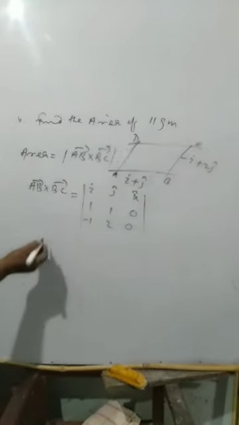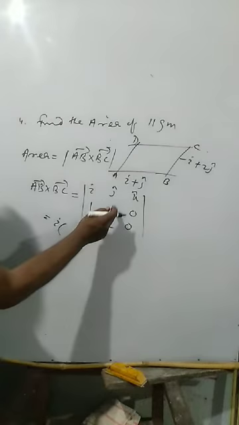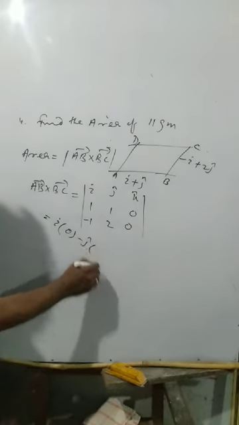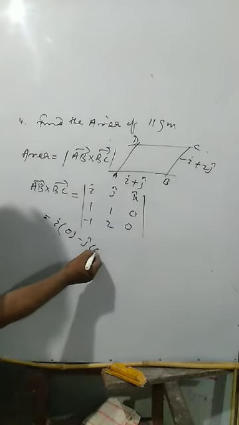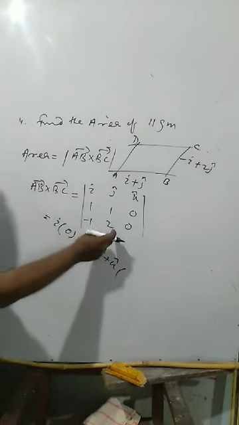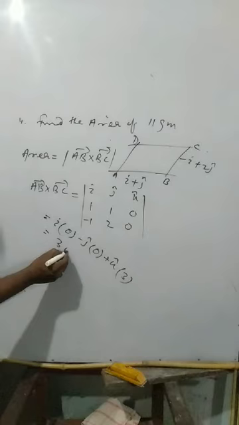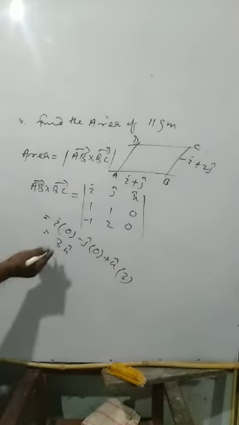Okay, so now you find here I into 0 minus 0, 0 minus j into leave this 0 minus 0, 0 plus k vector into 2 minus minus 1, 3. So this is 3k vector, 3k cap. So AB cross BC is this one.